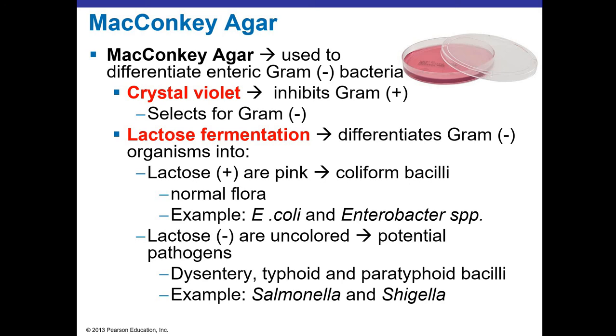So lactose-positive organisms are again going to ferment the lactose and cause a drop in pH. And in this case, the color is going to turn the organism pink. These types of lactose fermenting bacteria are referred to as coliform bacilli. So these are gram-negative rods that are associated with fecal material. That's why you'll often hear people talking about doing coliform counts to determine if fecal contamination is present. So these lactose positives are normal fecal flora, so things like E. coli and Enterobacter.